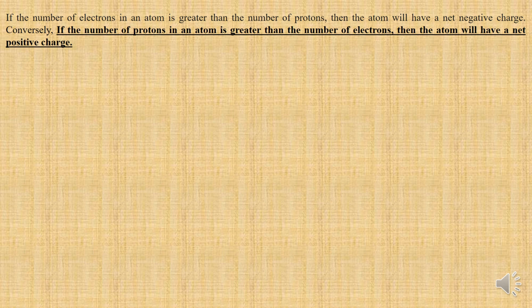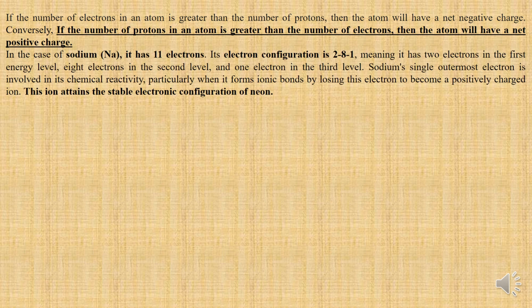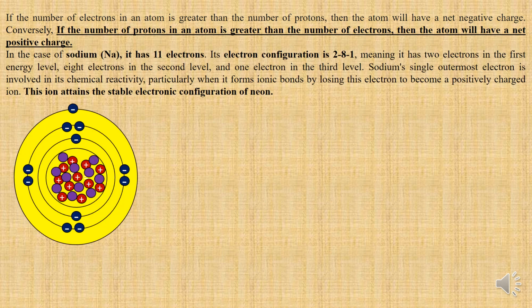So if the number of electrons in an atom is greater than the number of protons, then the atom will have a net negative charge. Conversely, if the number of protons in an atom is greater than the number of electrons, then the atom will have a net positive charge. Let's try and understand this process using the example of sodium.